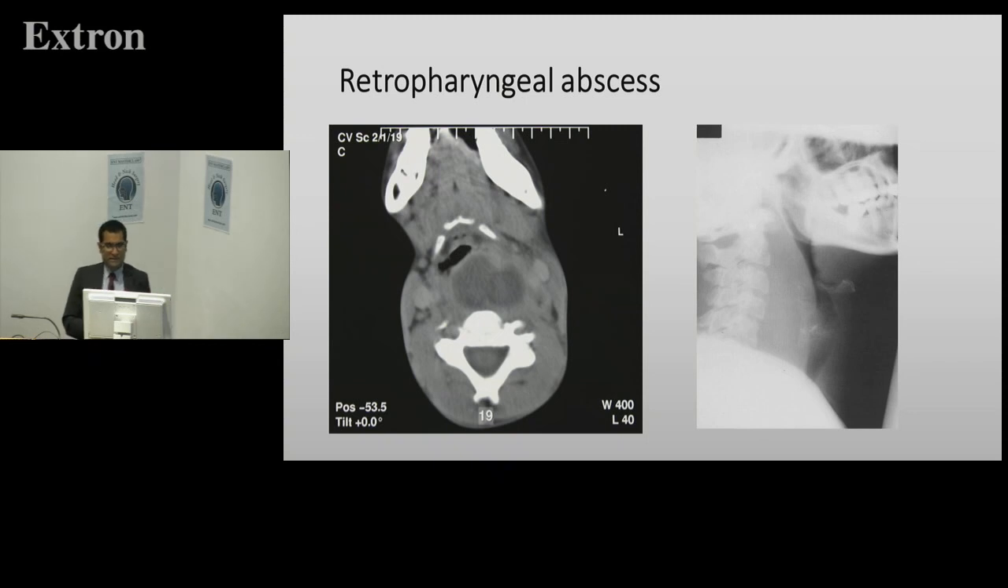So this was this little boy. As you can see here, this is a CT scan, and you can see in the retropharyngeal space we've got this big lucent area. And this isn't this child, but if you were to do a lateral neck film, this is what you would show. Now you can see that the airway is narrowed, so that's the pharyngeal airway. And if you look at the lateral film, you can see it goes further down. So that's the retropharyngeal space.